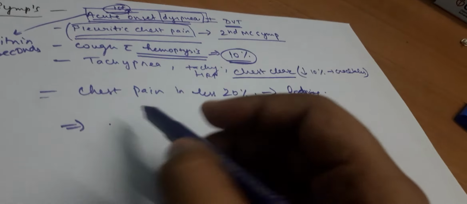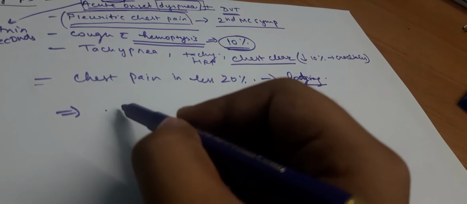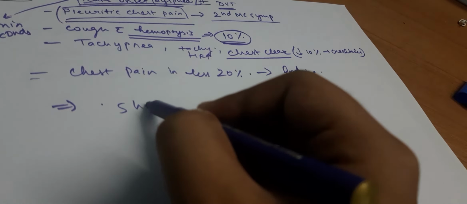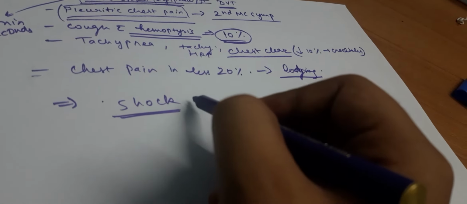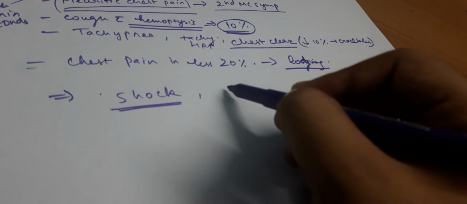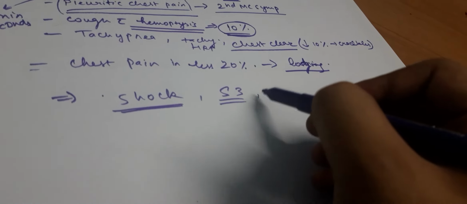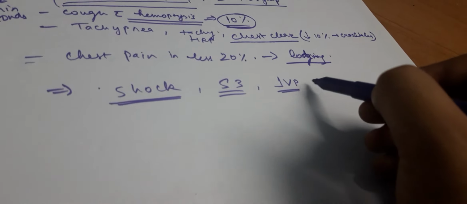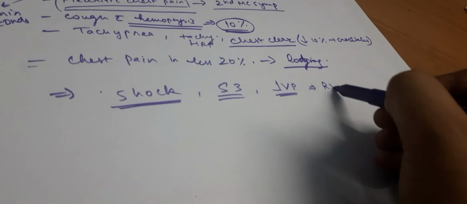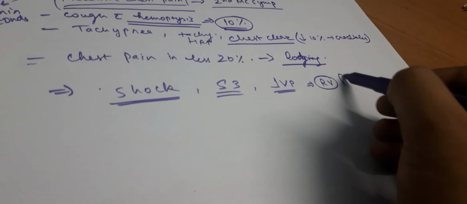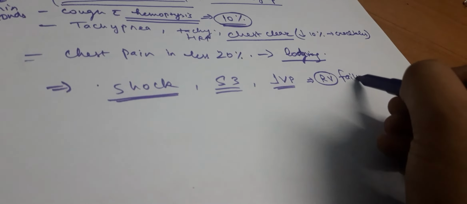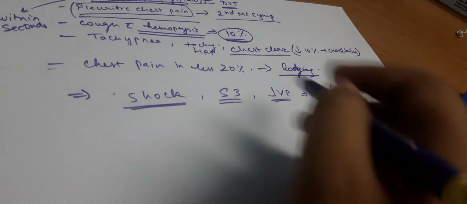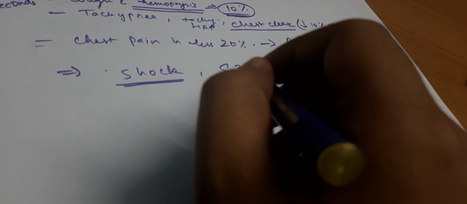Other things which we can measure is the BP of the patient, and the patient will be in shock. Third heart sound can be heard, and you should see the JVP, and there will be raised JVP because of the right ventricular failure. All right, you can estimate the right ventricular failure in this.